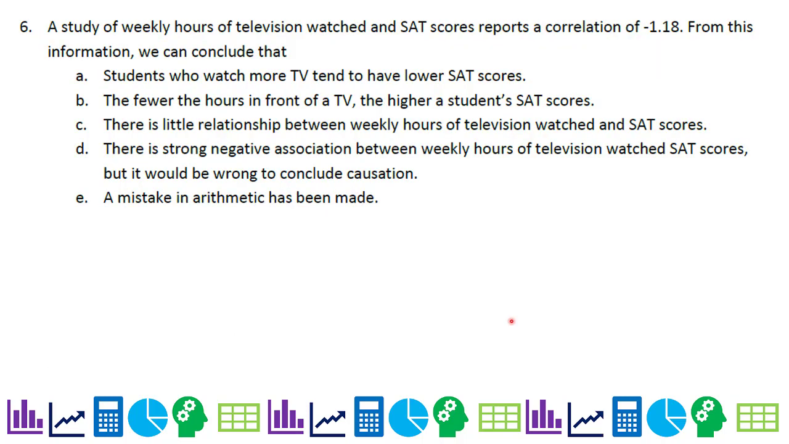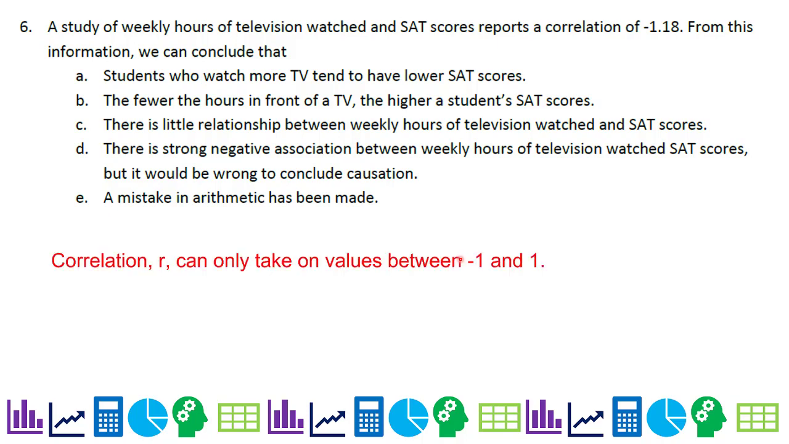A study of weekly hours of television watched and SAT scores reports a correlation of negative 1.18. From this information, we can conclude that correlation r can only take on values between -1 and 1. So there must be a mistake. A mistake in arithmetic has been made.